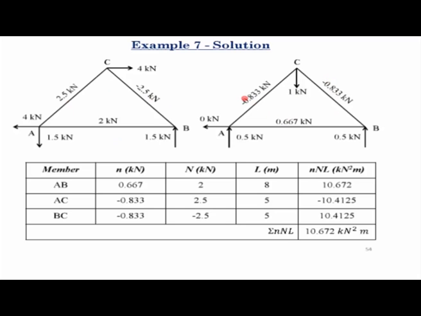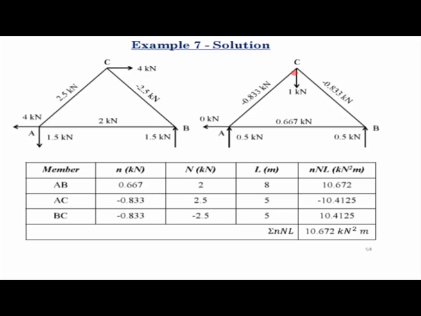Those are shown on this slide. You can see that for a lateral load of 4 kilonewtons, the reactions would be 4 kilonewtons in the opposite direction, a downward reaction of 1.5 kilonewtons, and an upward reaction of 1.5 kilonewtons at this point. The member forces are 2 kilonewtons, 2.5 kilonewtons, and minus 2.5 kilonewtons. The minus sign indicates this member is in compression, and since these two are positive, they are in tension.